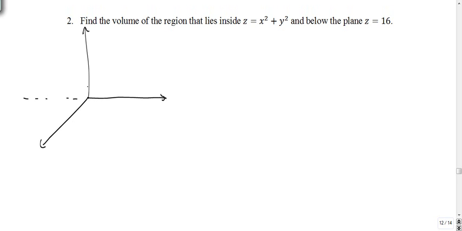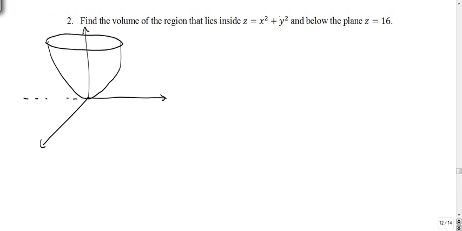Okay. So it's something like that. So this is your z equals x squared plus y squared, and below the plane z equals 16. So that's what it's going to look like. So that's what you have to find the volume of.